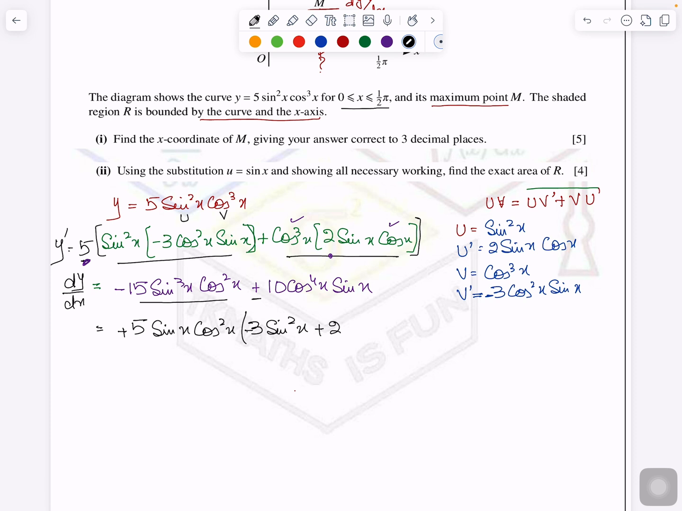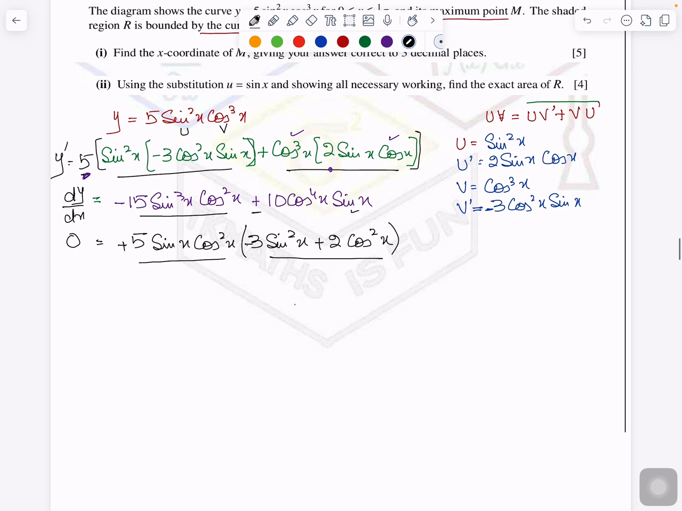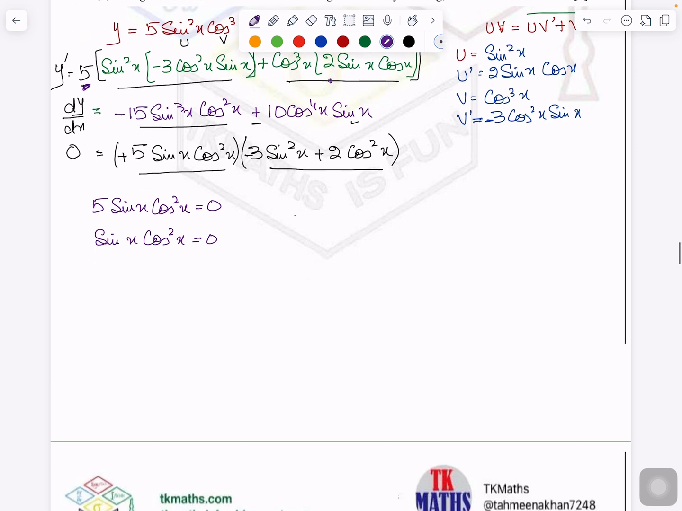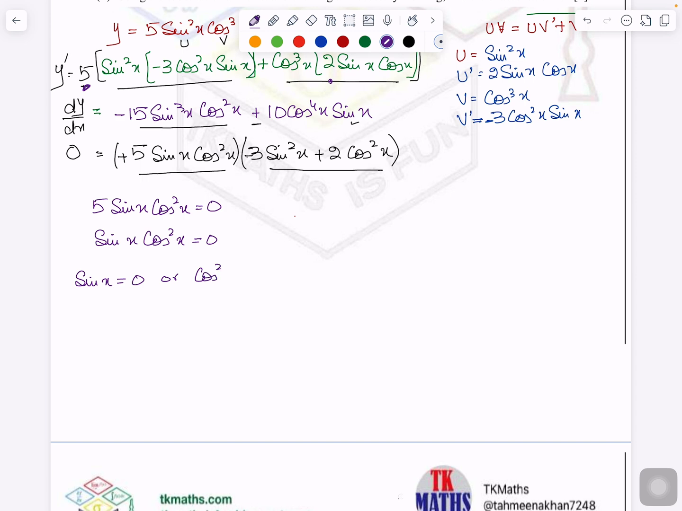So 5 2s are 10. Sin x is already a common factor that has gone out, so what remains here is cos square x. Now because it is at a stationary point, I can put it equal to 0. Whenever the product of two functions is 0, we put each one of them equal to 0. So it is 5 sin x cos square x equals 0, which gives sin x cos square x equals 0. Now further, it is sin x equals 0 or cos square x equals 0, which is cos x equals 0.